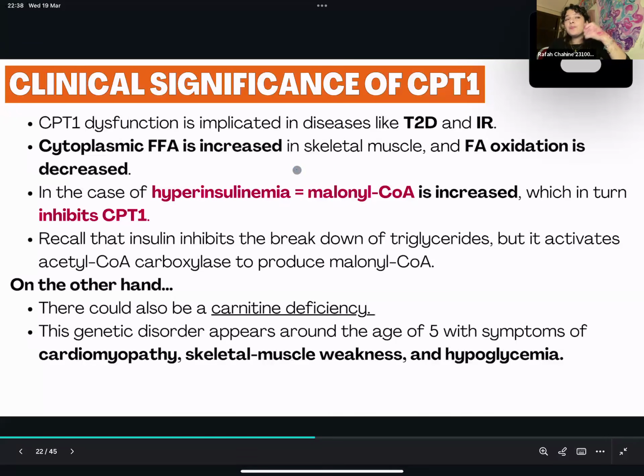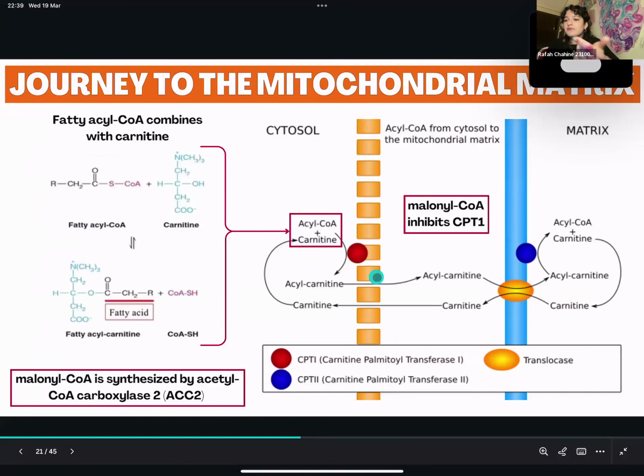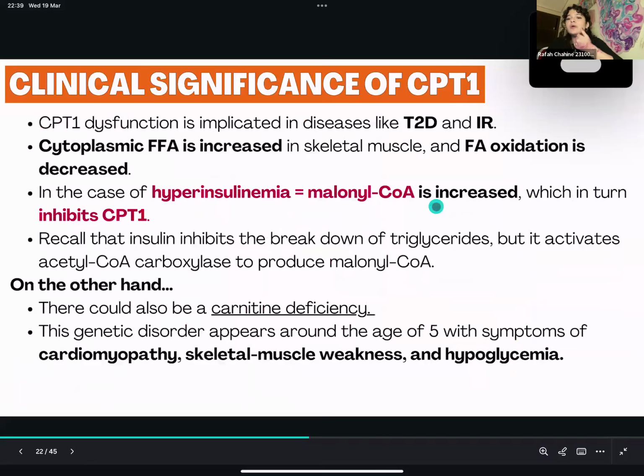Now, hyperinsulinemia, or insulin in general, wants the body to store energy. So it's going to activate fatty acid synthesis. And we know from this slide that fatty acid synthesis yields malonyl-CoA, right? So when we have a patient with hyperinsulinemia, that means they have an increased amount of fatty acid synthesis, which means an increased amount of malonyl-CoA, which will in turn inhibit CPT1.